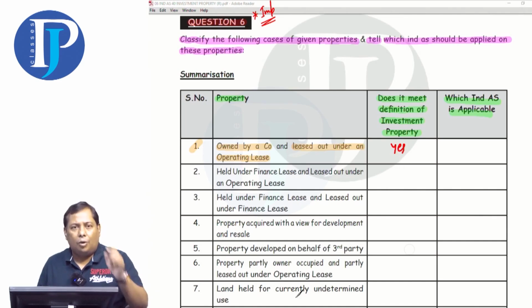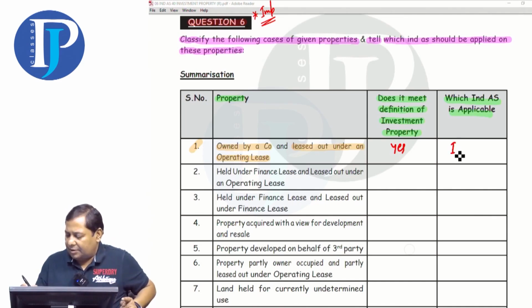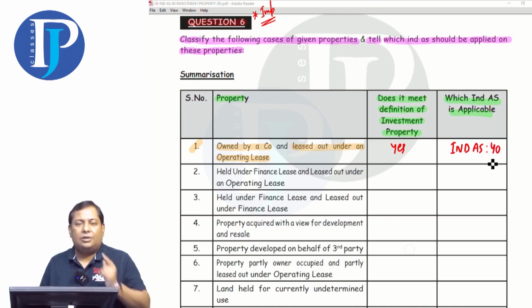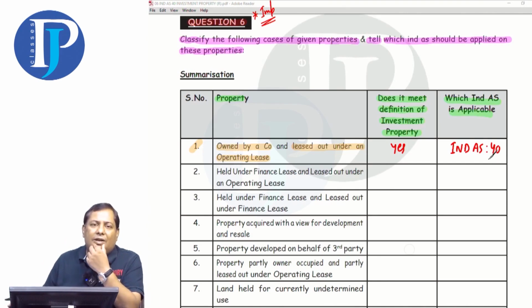This is a rental agreement. An operating lease is a rental agreement. In a finance lease, the asset is sold. Ind AS 40 will be applied. And I told you, this operating lease is your genuine lease. A finance lease is a kind of sales contract.